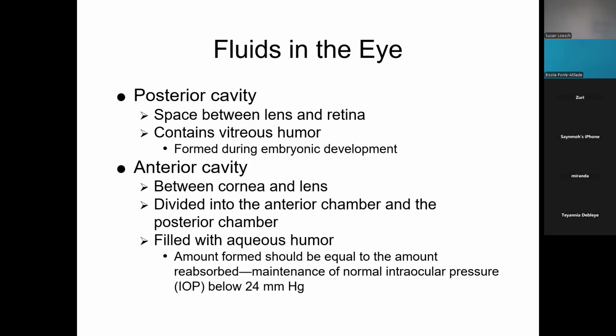The aqueous humor supplies nutrients to the lens and the cornea, which do not have blood vessels. So again, this is what you have to remember. The aqueous humor supplies nutrients to the lens and the cornea. There's no blood vessels there. The vitreous humor holds the retina against the choroid to help supply nutrients to the retina. We good with that?